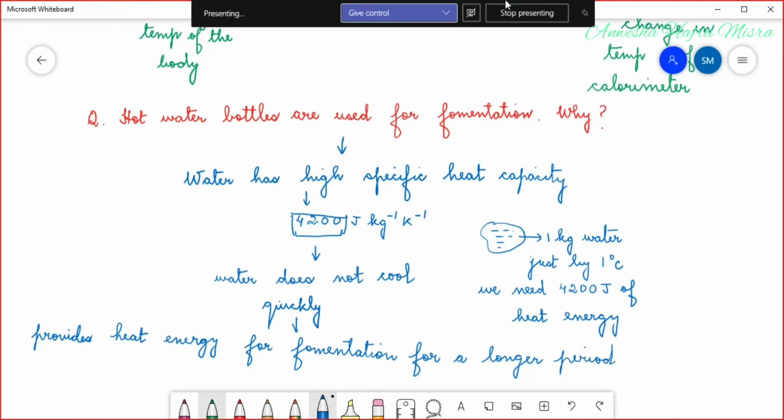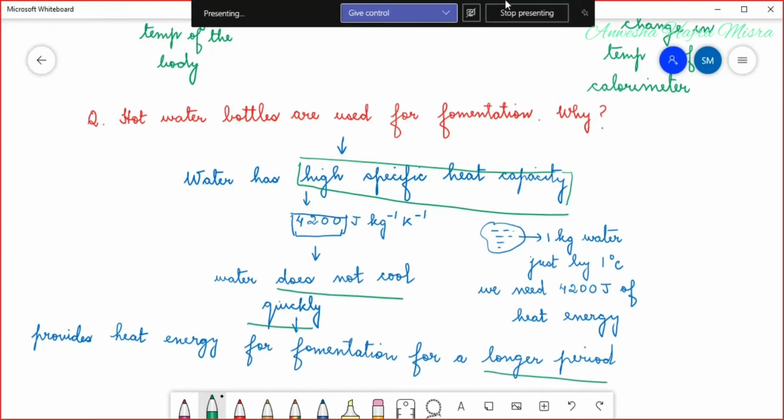So the keywords here are: water has high specific heat capacity. This is one keyword. Does not cool quickly, provides heat for a longer period of time. High specific heat capacity, does not cool quickly, provides heat for a longer period of time. You have to write the answer with the keywords.